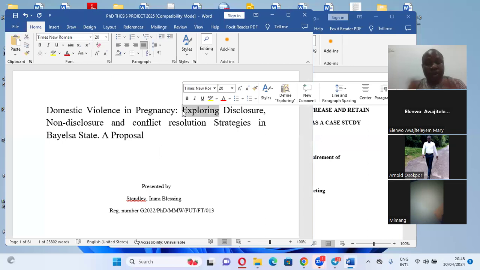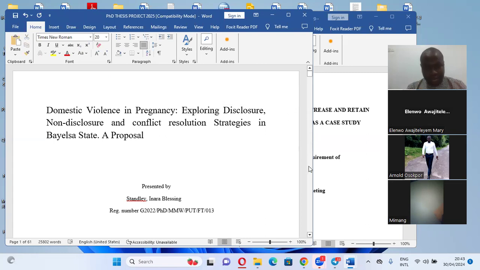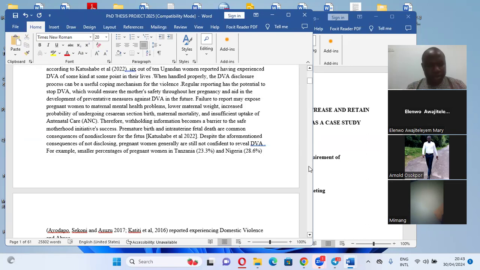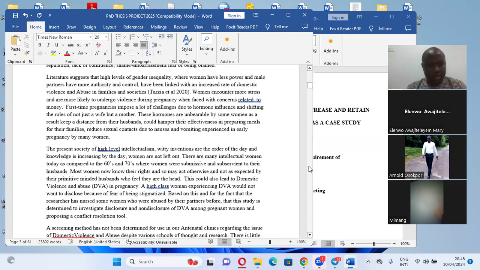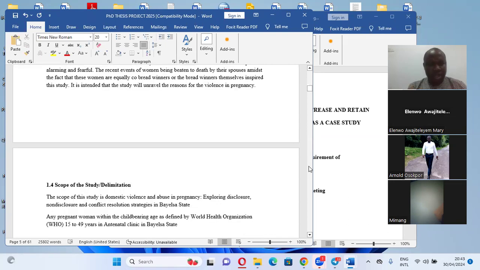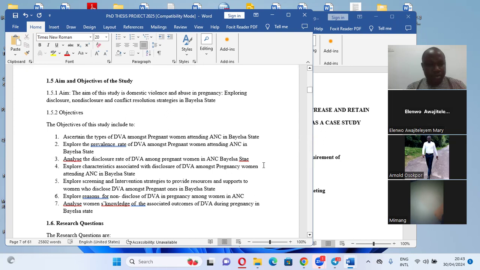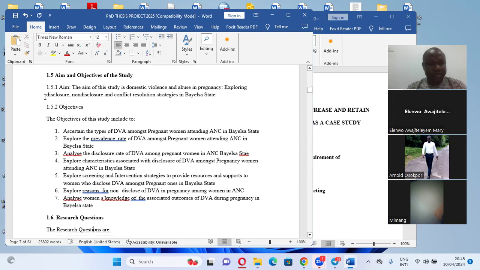Now we've not gotten to the objective. It's tending towards qualitative research. So the next thing we are going to look at is the objectives, to know the nature of the work itself. So let's go to the objective. This is just a preliminary work. Now let's look at the objective. We have 7 objectives here.